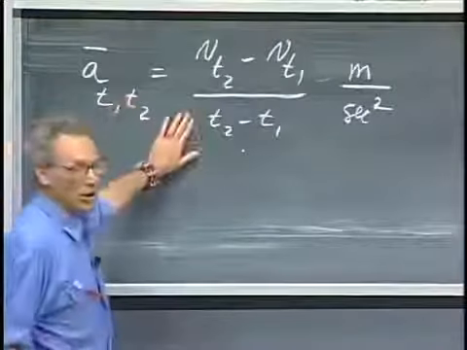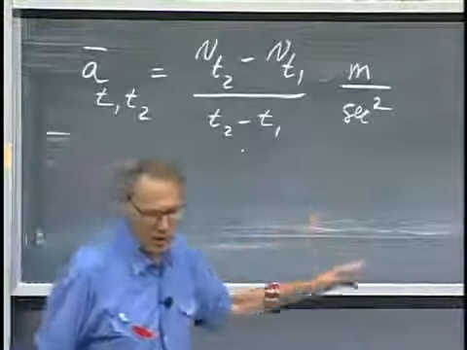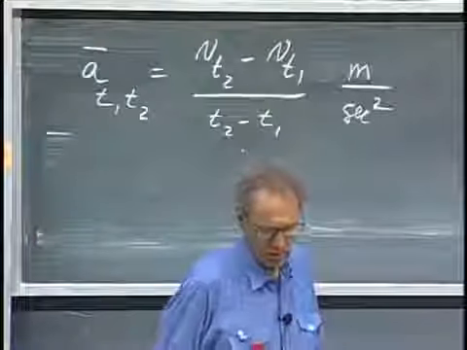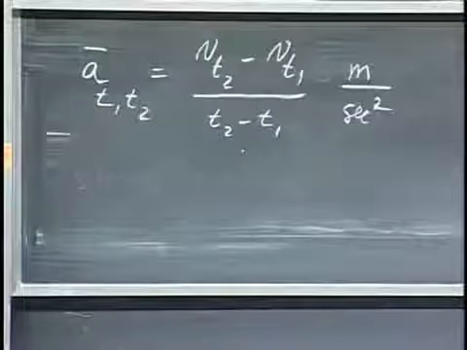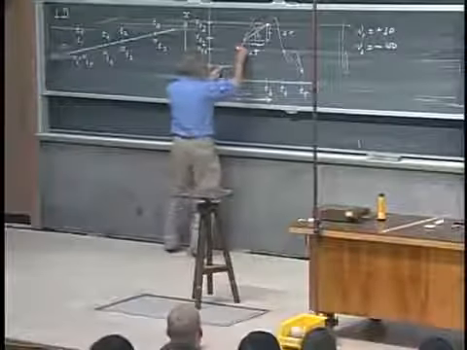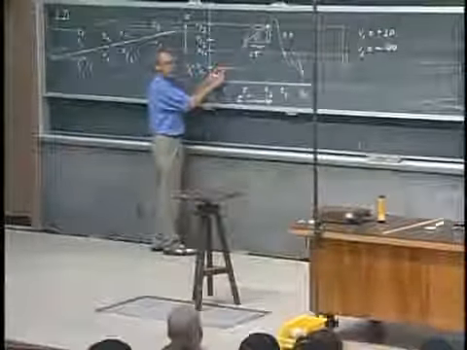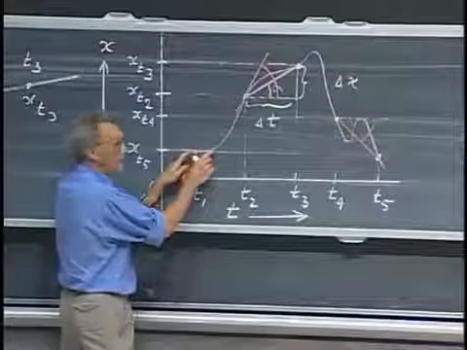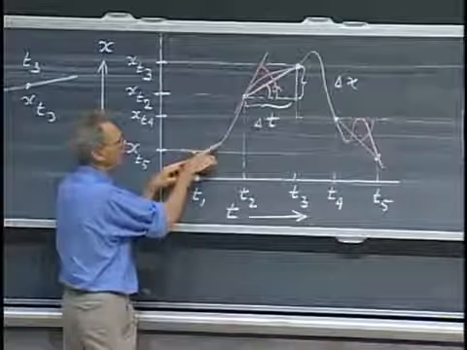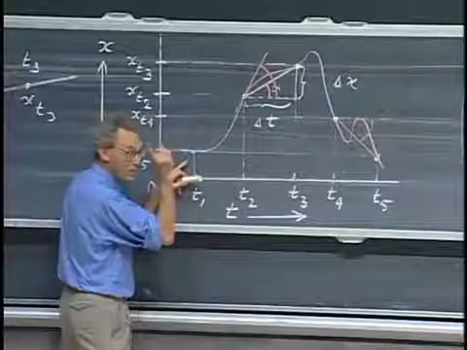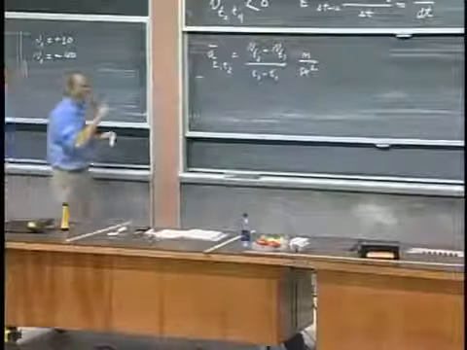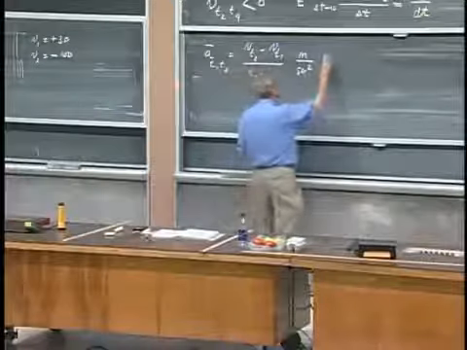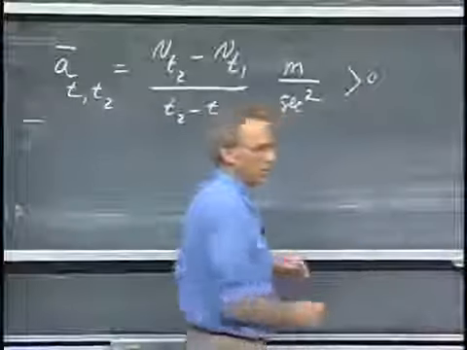This number can be larger than 0, it can be equal to 0, and it can be smaller than 0. In our case, t1 to t2, notice the velocity is 0 at the start, and it begins to increase because this angle alpha increases. It's the angle that matters. The angle increases, so from t1 to t2, the average acceleration is larger than 0.